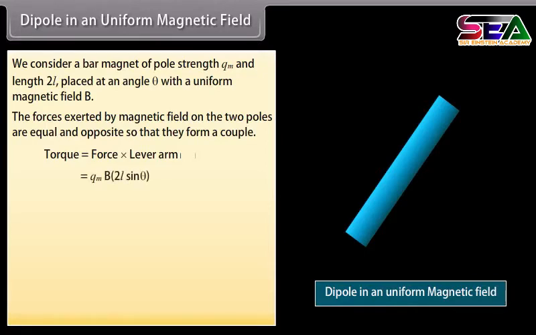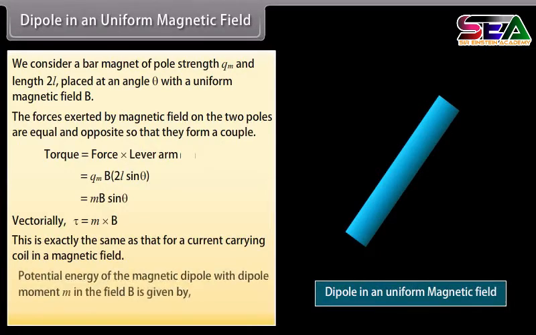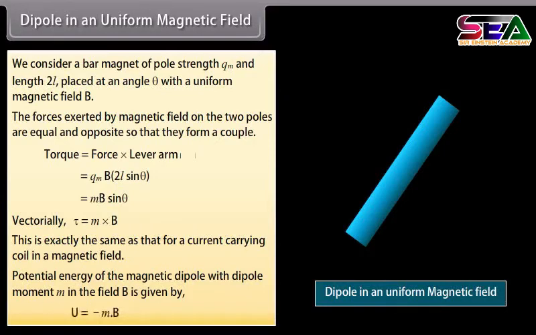By putting the values in the above equation, we get the value of torque equals mB sin θ. Vectorially, it is represented as τ equals the cross product of m and B. This is exactly the same as that of a current-carrying coil in a magnetic field. Potential energy of the magnetic dipole with dipole moment m in the field B is given by negative dot product of m and B.